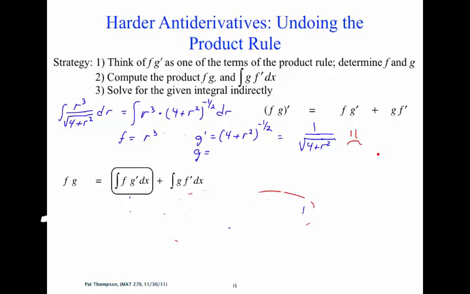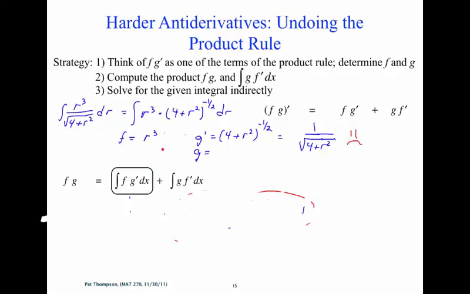Oh, here's an interesting idea. If we need an r with this, we've got an r cubed over here. What could we do? We could split this up as this thing times r, and then make f what? R squared. And then we can get g. We could do undoing the chain rule to get this g. Try it. See if it works.